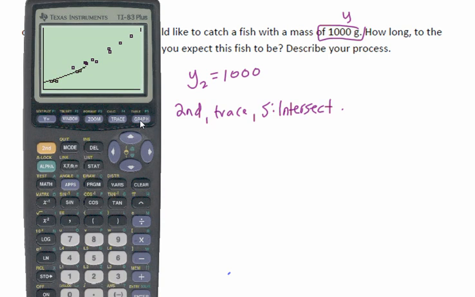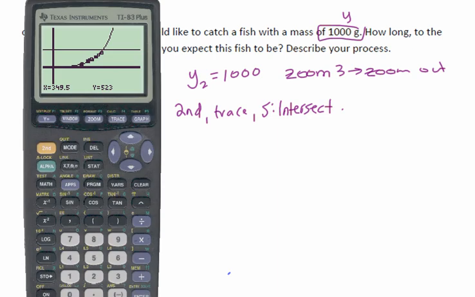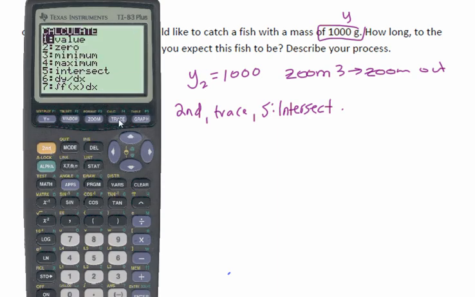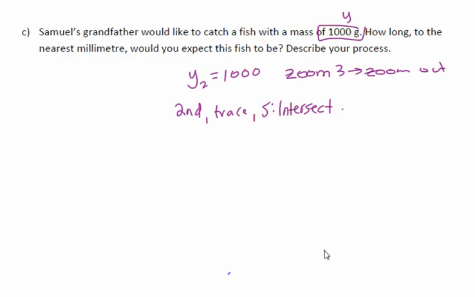If you don't see that horizontal line, you push zoom 3. So zoom 3 to zoom out. You have to push enter. If you don't push enter after zoom 3, it won't actually do anything. Second trace 5, enter, enter, enter. We get one answer, which is 446 millimeters, to the nearest millimeter.